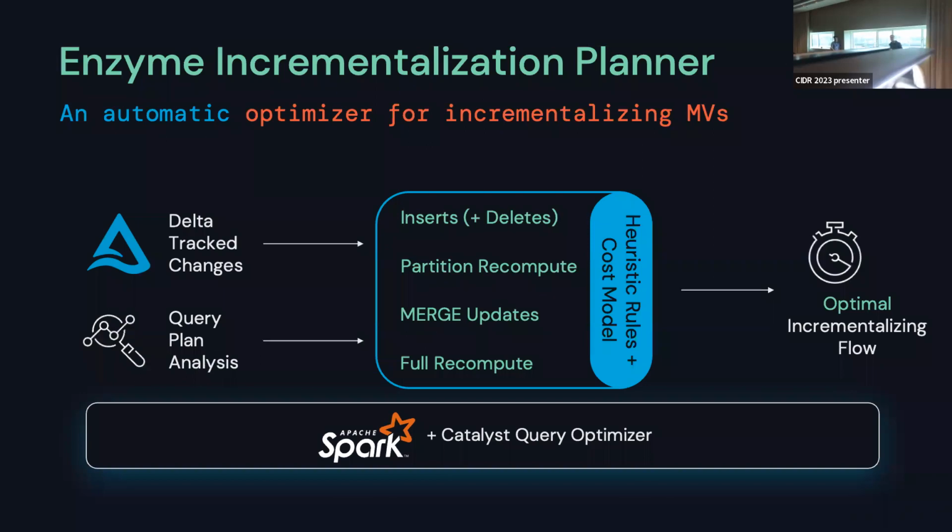It receives the logical plan of the materialized view. It sees the changes that happen and comes up with the optimal incrementalizing flow, where an incrementalizing flow is a sequence of steps that incrementally maintain the materialized view. It does this by employing heuristics and cost metrics.